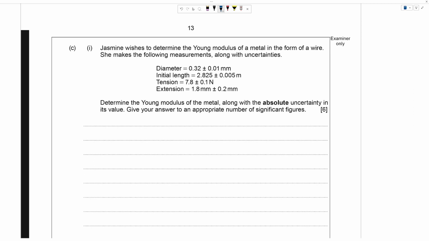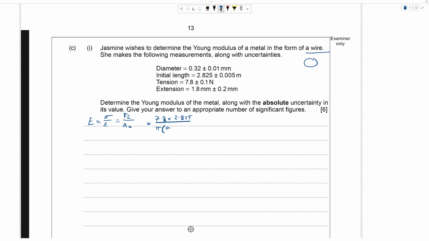I will start by just calculating the actual Young modulus. So remember, it's stress over strain, which is equal to FL over AX. So in this case, tension 7.8 multiplied by initial length 2.825 divided by, so for the diameter, this is in the form of a wire, and if it's a wire, we assume that it's a circular cross section. So pi r squared is going to give us the cross-sectional area, so just be a little bit careful, especially with the units and such here.